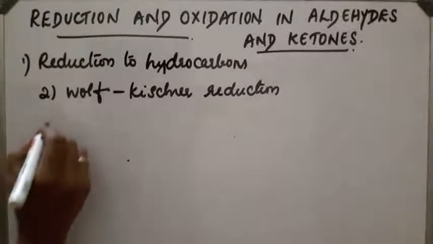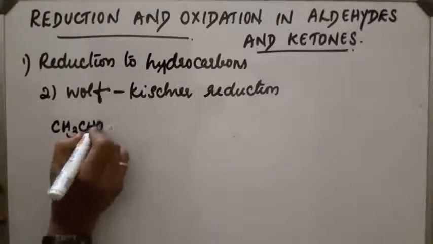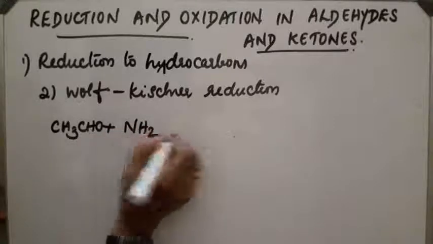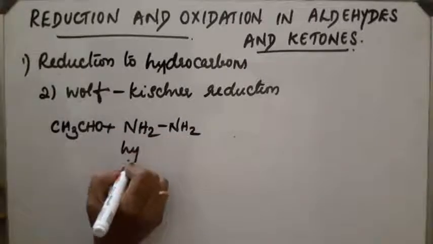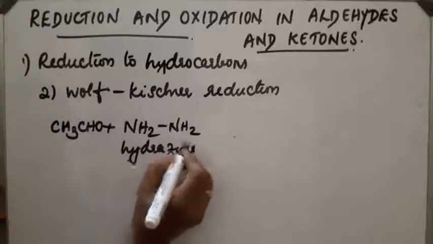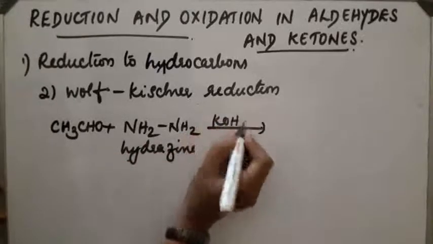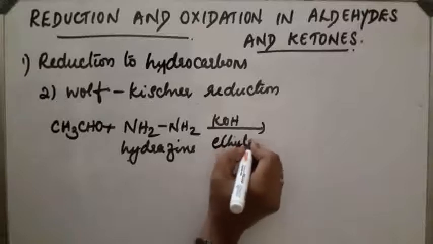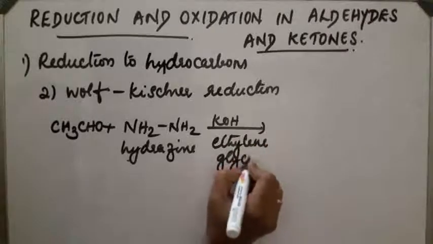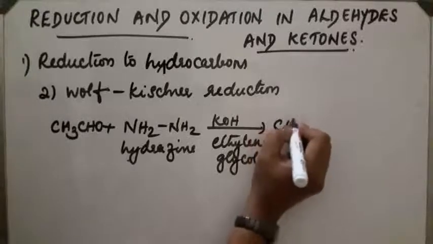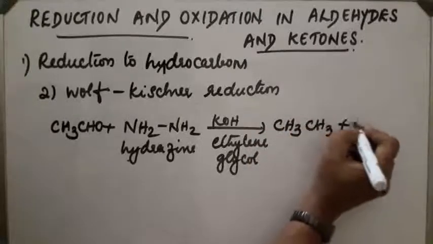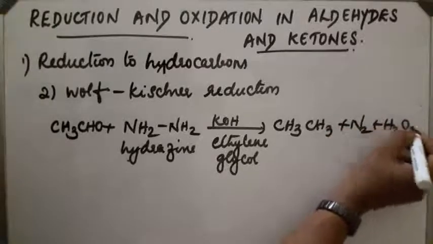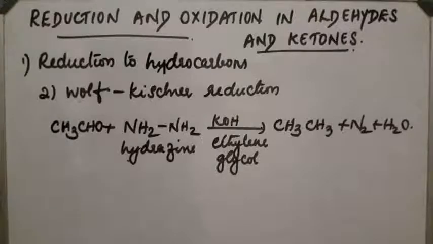Let us see the reaction. CH3CHO on reaction with hydrazine, NH2NH2, in the presence of KOH with a high-boiling solvent like ethylene glycol, gives CH3CH3 plus N2 plus H2O. So the aldehyde is reduced to the corresponding hydrocarbon. These are the two methods for the reduction to hydrocarbons.